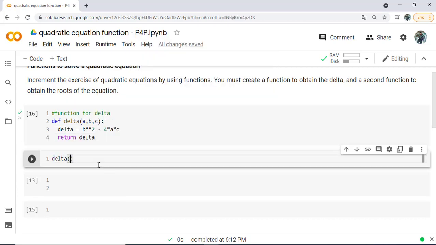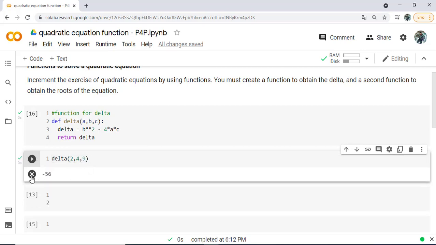So let's calculate, for example, the delta when a is 1, b is minus 5, and c is 6. Delta in this case is 1. Let's change the values. Let's set a to 2, b to 4, and c to 9. In this case the delta is negative.